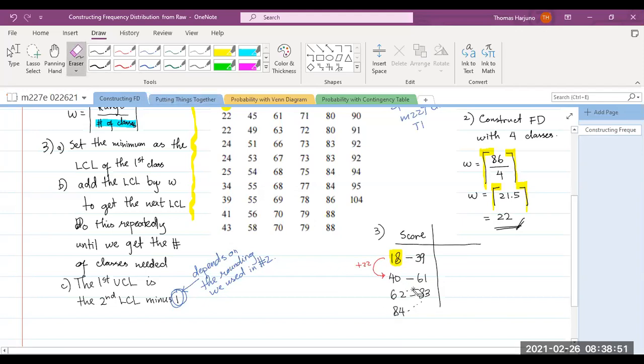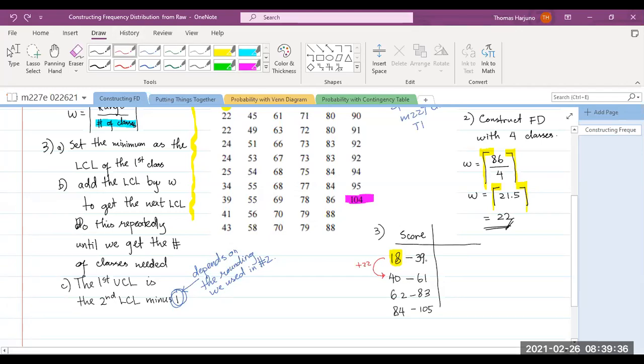Now the thing is, the last upper class limit should be done the same way. You still add class width. So if I add the class width, that will be 105, not the maximum 104. No, no. The number you have here should be equal to the maximum or more than the maximum. It's not that the last upper class limit has to be equal to the maximum. It doesn't have to. Maybe more.